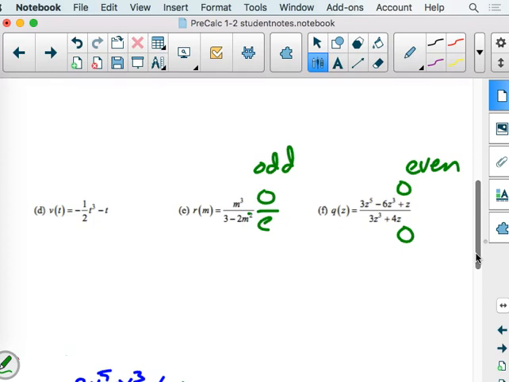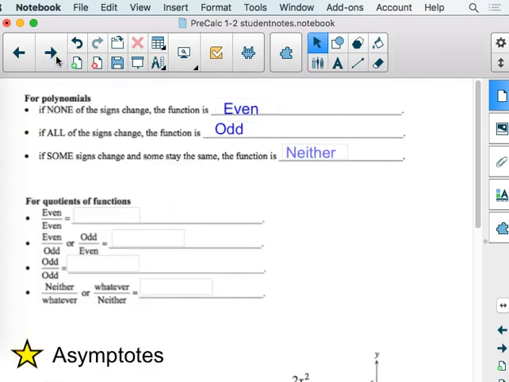So this has a lot of parallels with positive and negative. Do you see that? You can think of odd as being a negative and even as being a positive. A negative and a positive give you a negative, so it's odd. A negative and a negative give you a positive, so it's even. So you can break quotients apart and get a feel for what your final answer is going to be when you're looking at just the numerator and just the denominator. And that's what this is for.